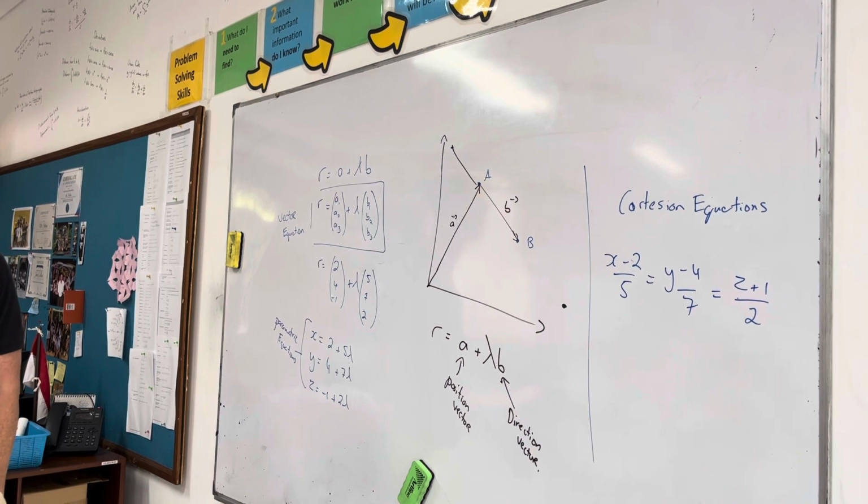Why is it called Cartesian again? Because it's dealing with a Cartesian x, y, z. That's from a Cartesian plane, so x and y and so on. Yes, we're dealing with points.